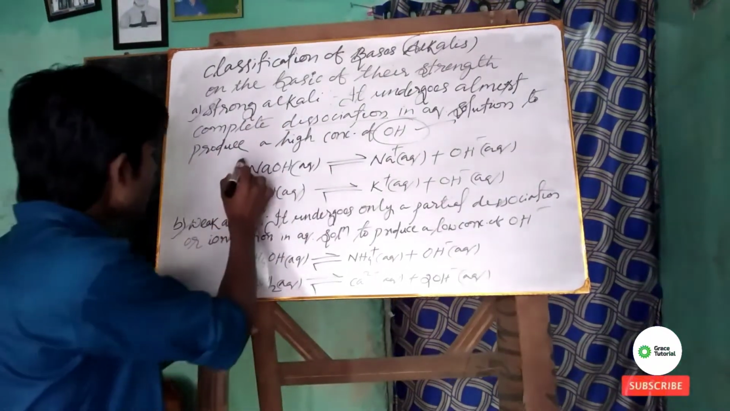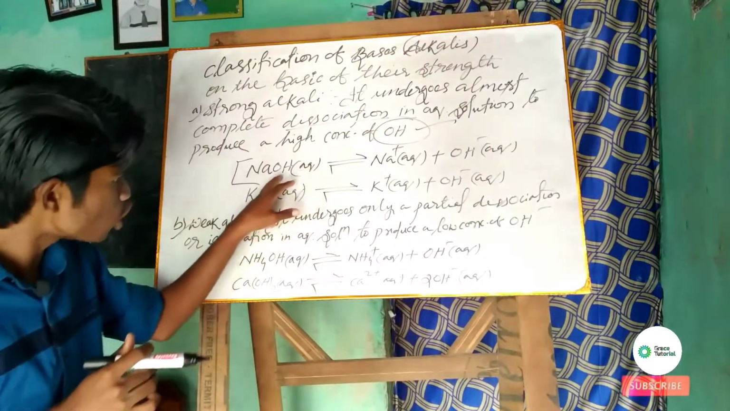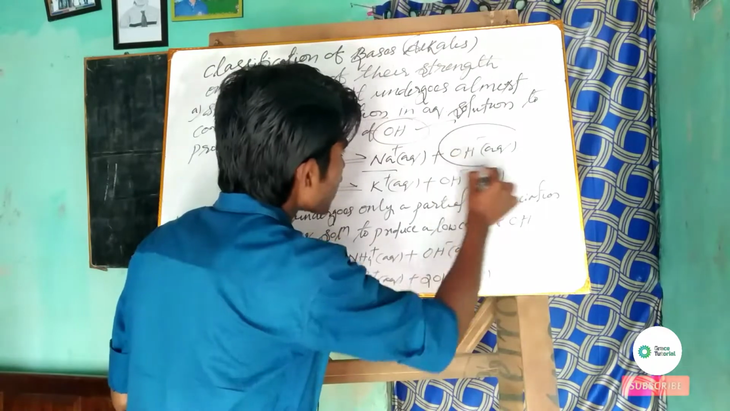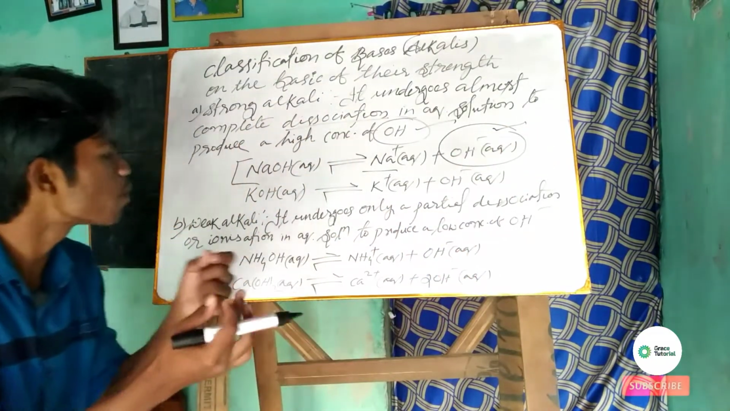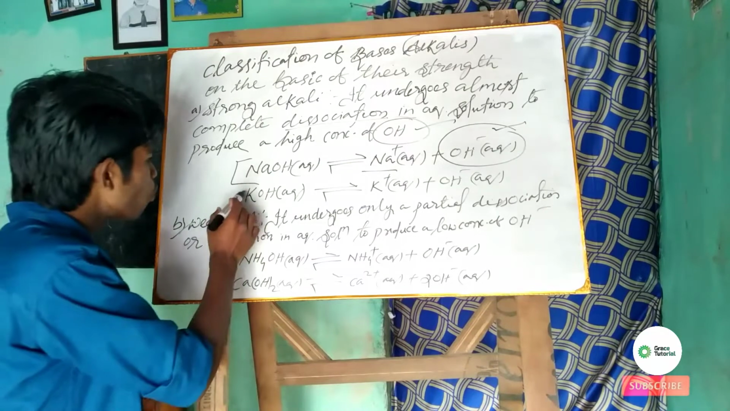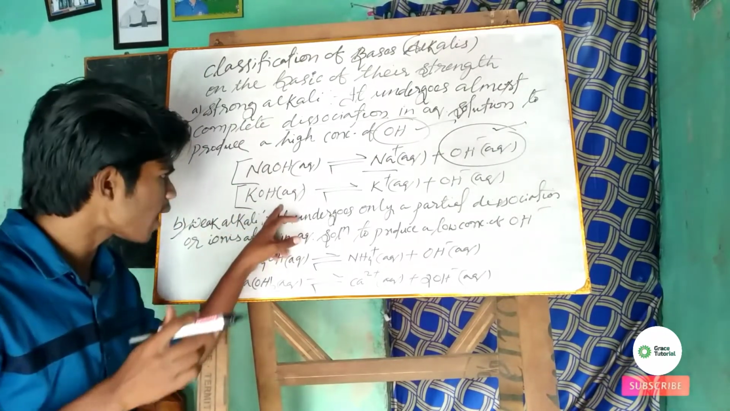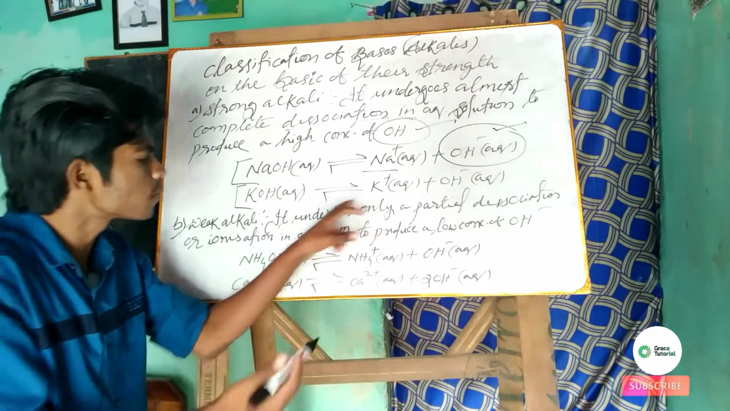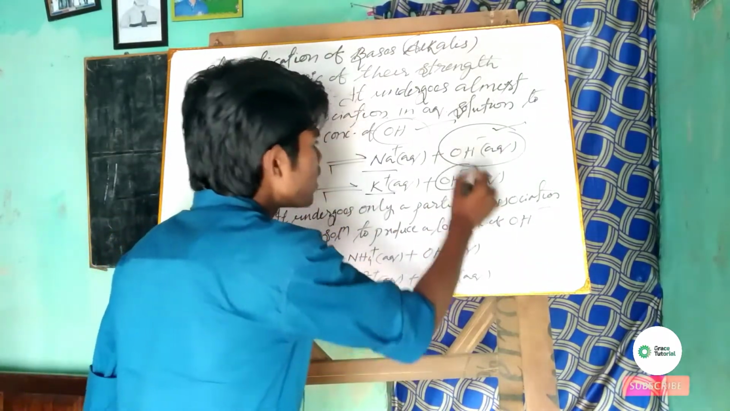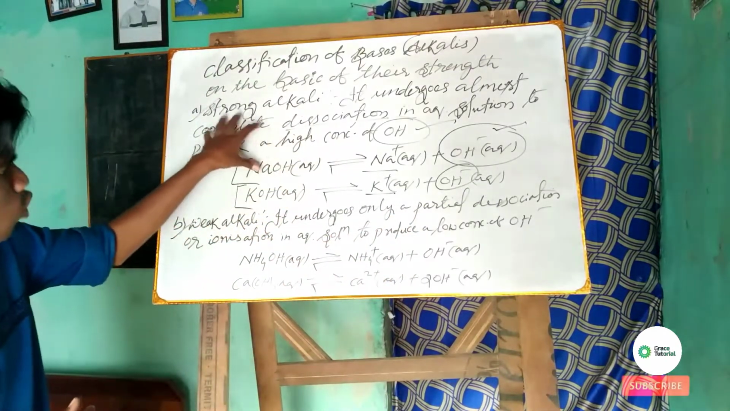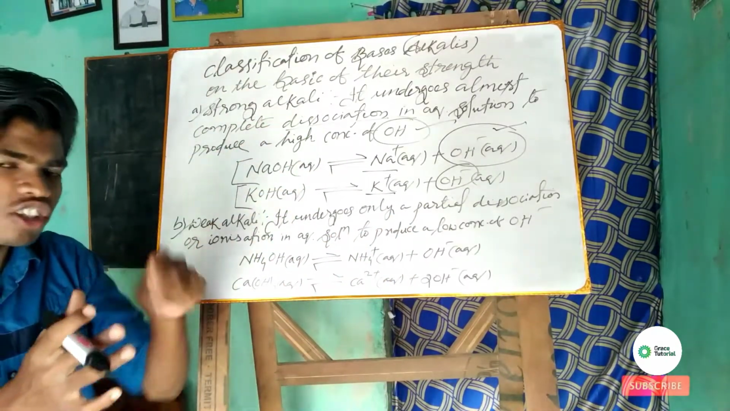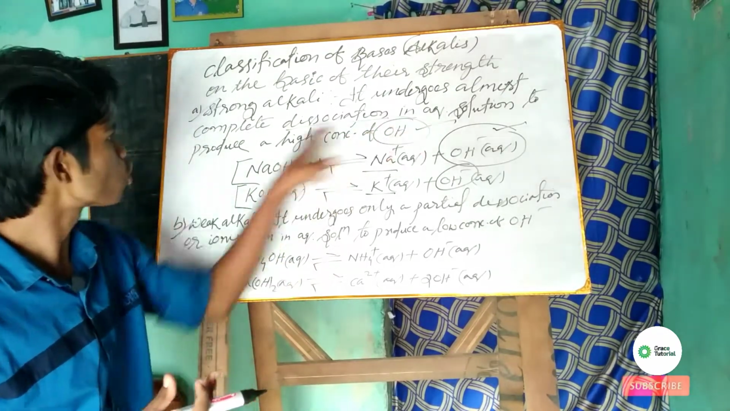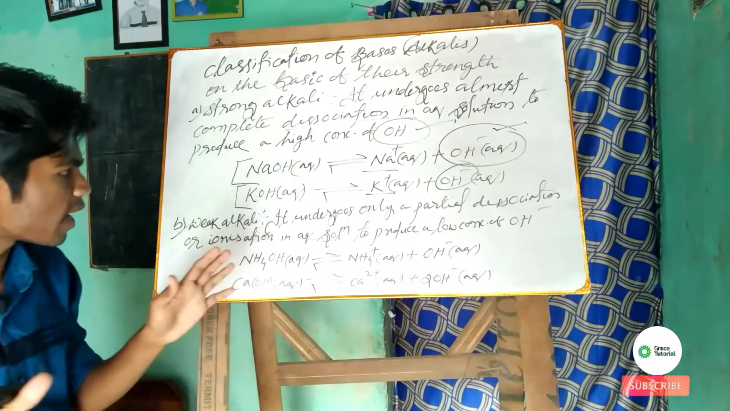For example, we have sodium hydroxide. When the aqueous solution of sodium hydroxide is dissociated, it gives the Na plus and OH minus ion. That means the hydroxyl ion is produced here. Similarly, we have another strong alkali, potassium hydroxide, which when dissolved in the water gives the K plus as well as the OH minus ions. So what do you mean by a strong alkali? The alkali is said to be strong when it undergoes complete dissociation in the aqueous solution to produce a high concentration of the OH minus ion.